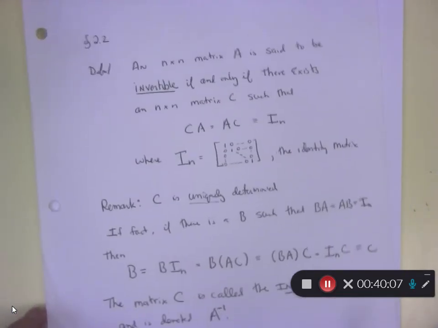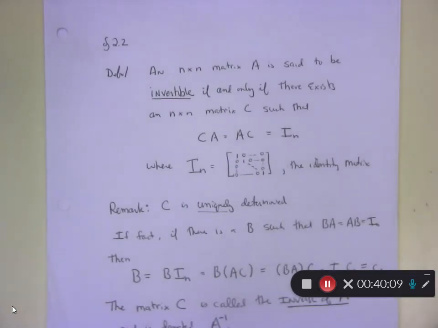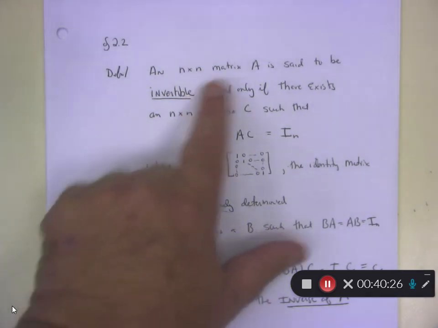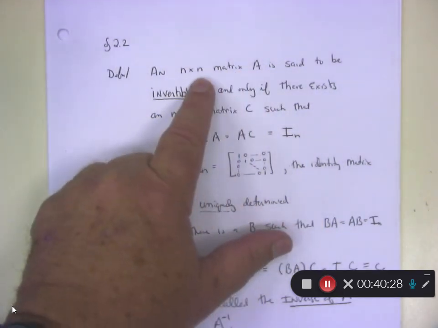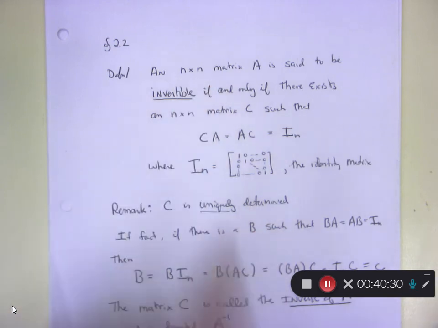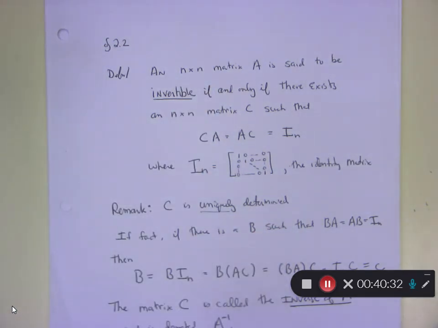Section 2.2 here. Section 2.2, we're going to be focusing on invertibility. I warned you guys about this, so just get used to it. Fancy words for it: an invertible matrix and what that actually means. So, an n by n matrix A. First off, n by n means what? We are now restricting ourselves to looking at what we call square matrices.